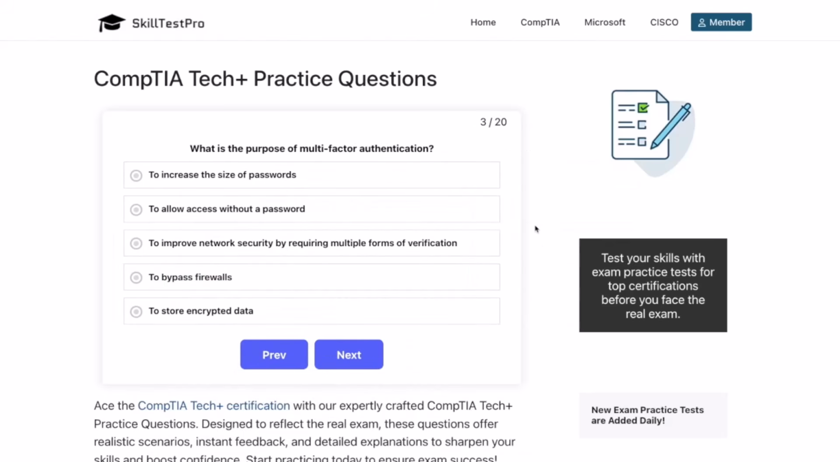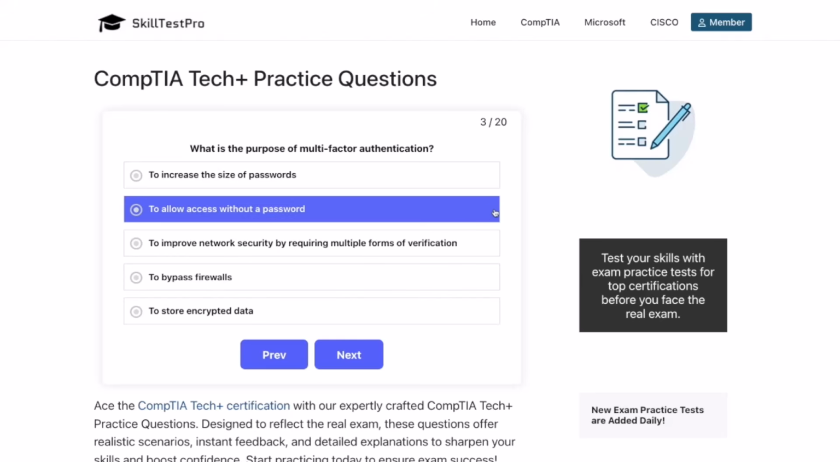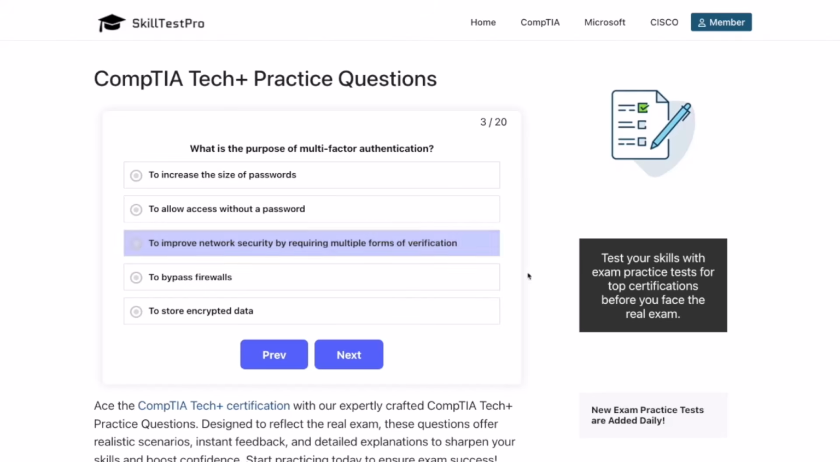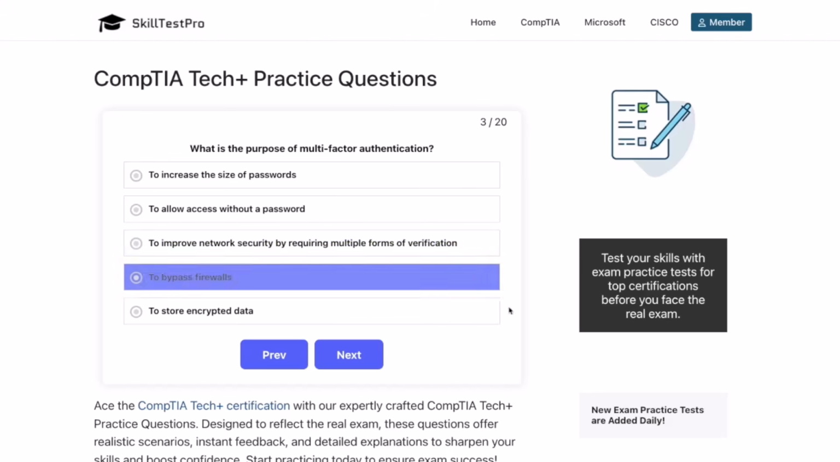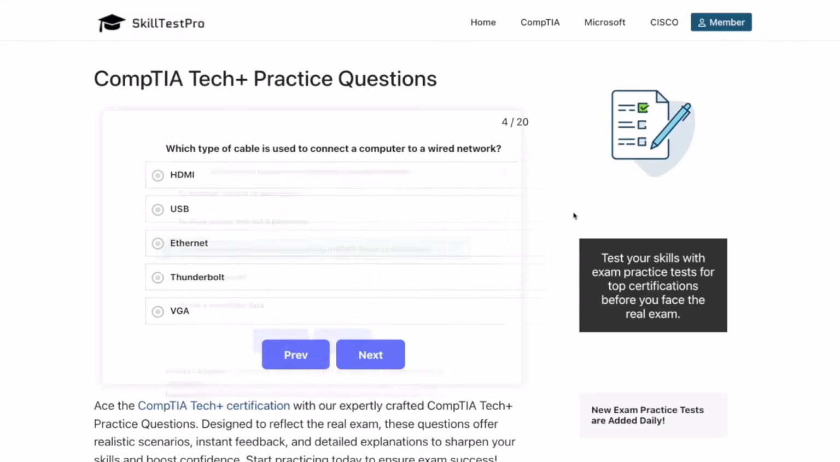All right, question 3. What is the purpose of multi-factor authentication? To increase the size of passwords? To allow access without a password? To improve network security by requiring multiple forms of verification? To bypass firewalls? Or to store encrypted data? The correct answer is to improve network security by requiring multiple forms of verification. Multi-factor authentication adds an extra layer of security by requiring more than one method of verification, e.g., a password plus an SMS code.